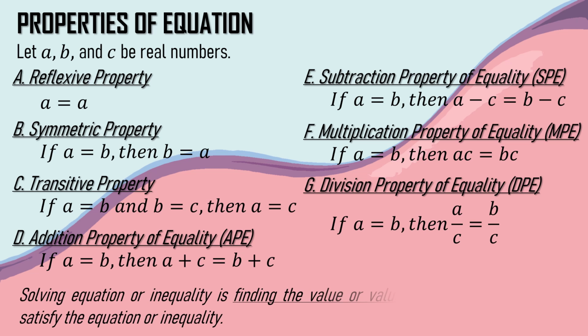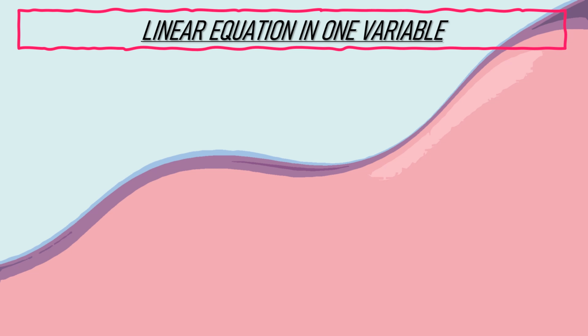Solving an equation or inequality is finding the value or values of the variable that will satisfy the equation or inequality. So let us now have the examples for linear equation in one variable. First example: x minus 5 is equal to 8. Dito, kailangan nating hanapin ang value ng variable x by using the given properties na pinag-usapan natin kanina.